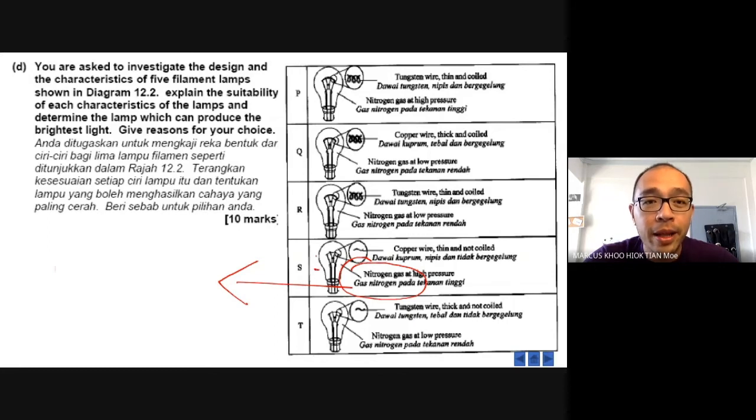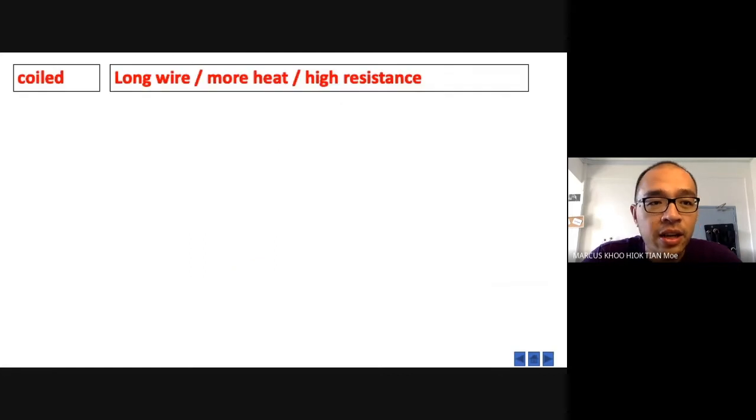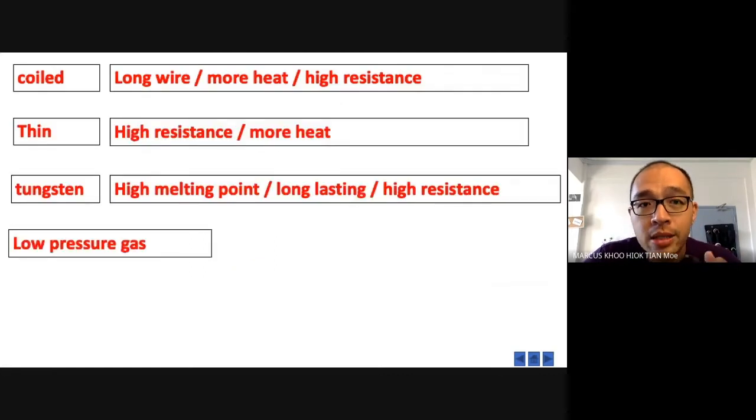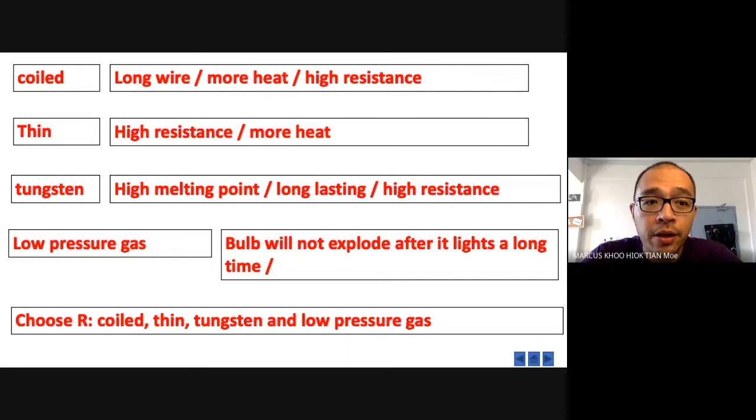I bet some of you may have asked this, but I bet most of you just focused on high pressure, low pressure, but you never asked the more important question. The more important question is, why do we want the nitrogen gas inside? Why not oxygen? Why not hydrogen? Why not helium? Why must there be nitrogen gas inside the light bulb? Maybe Wilson, you can Google this and share with us the answer. But anyway, we will use low pressure gas so that the bulb will not explode. And so the best one will be to choose R.